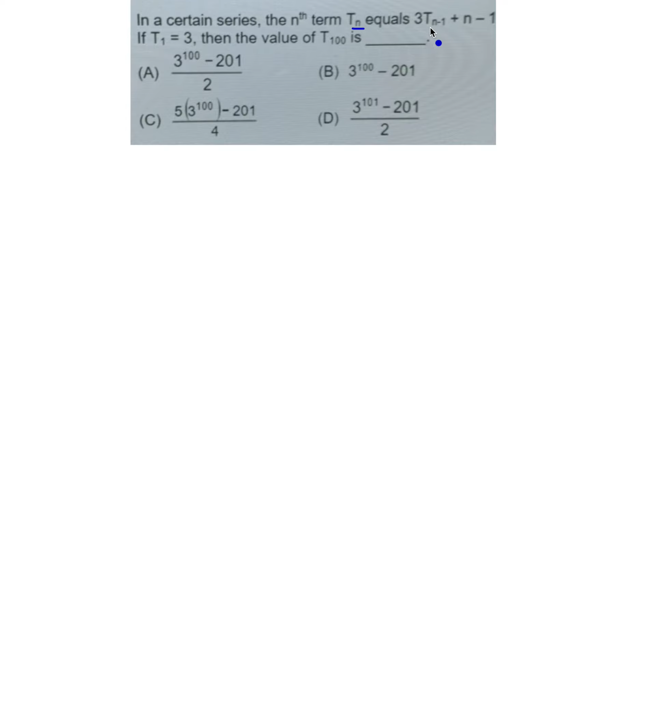Consider the nth term as 3 times the previous term plus n minus 1. We are given T1 and want to find T100. On the face of it, it looks like a pretty easy series question. T1 is 3, T2 is thrice the previous one, plus n minus 1. N now is 2, so n minus 1 will become 1.